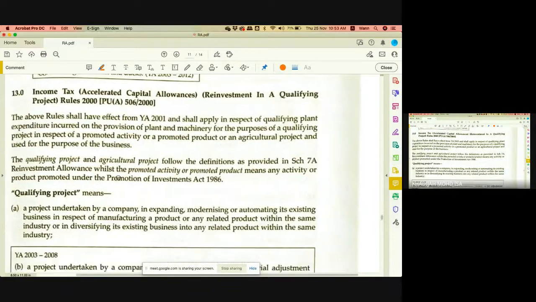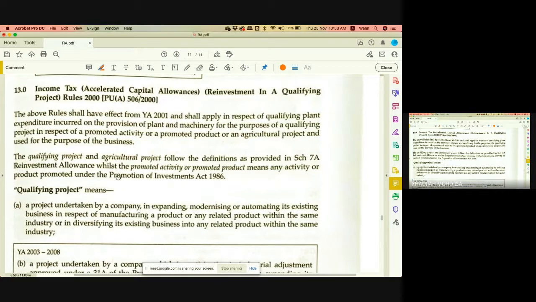Yeah, all right. Income tax here, what we are talking about here is that, right, so this one is reinvestment in a qualifying project.